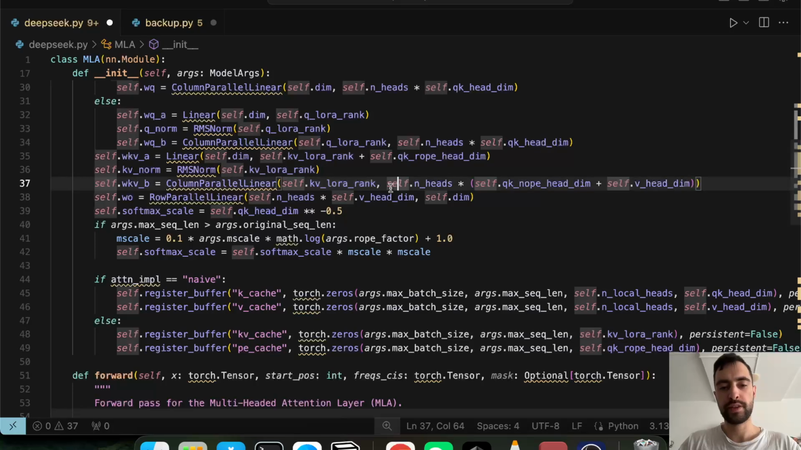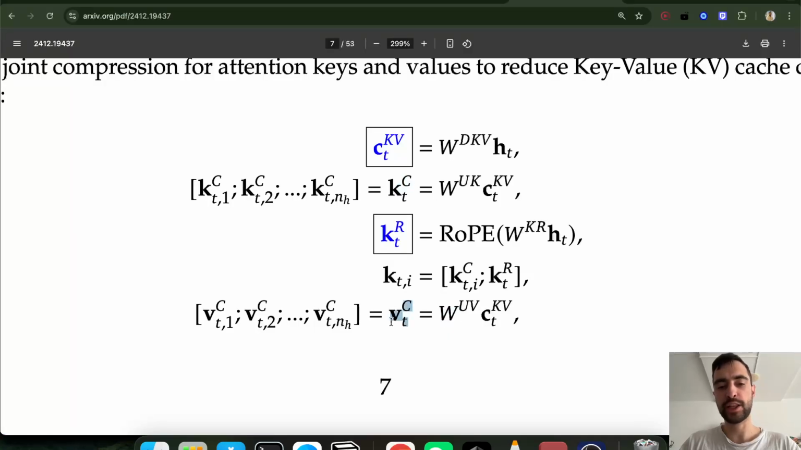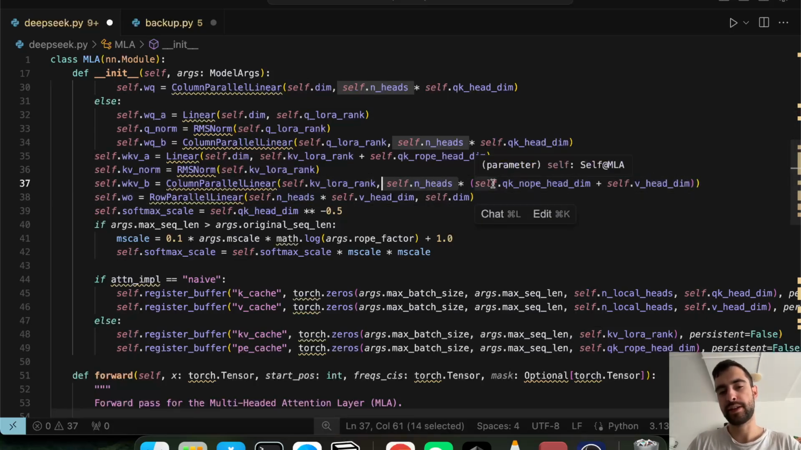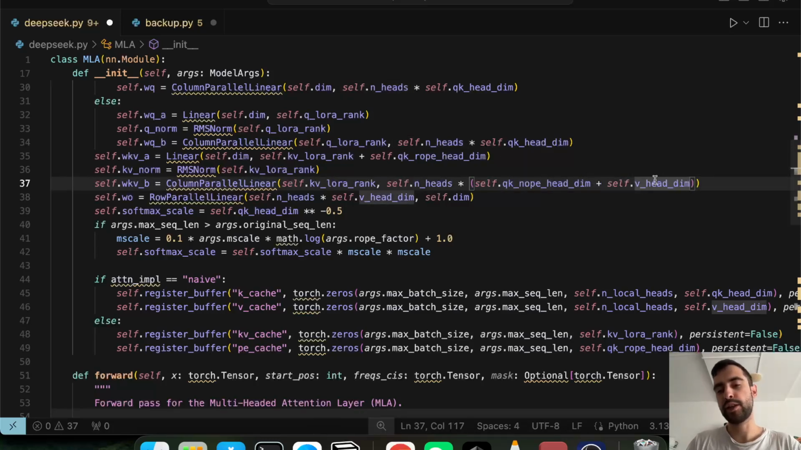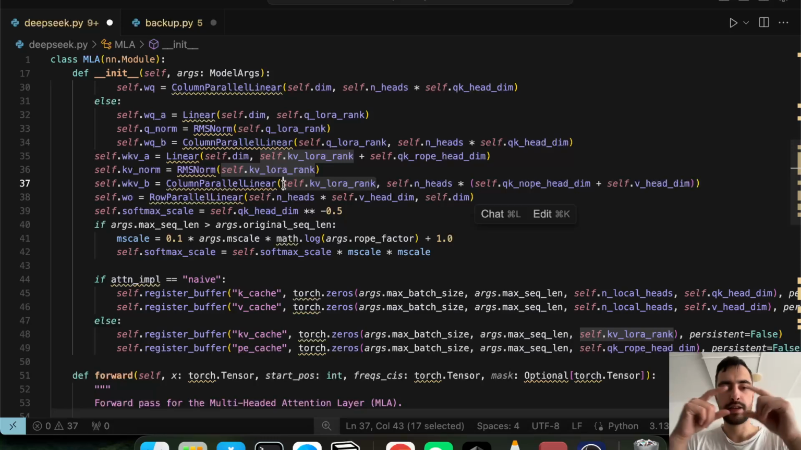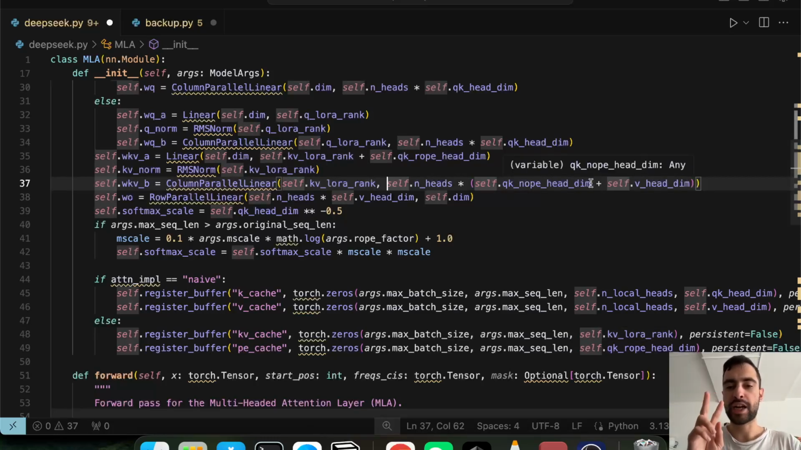So the output should be key vector and value vector. So it's number of heads times key head dimension, and it's number of value heads times value head dimension. This is the output. So number of heads, which is the same for keys and values, and so key dimension of the head plus value head dimension. So that's the output. So here we input the small vector that contains the latent representation to create key and value, and we output two concatenated vectors, which is the big key vector and value vector.